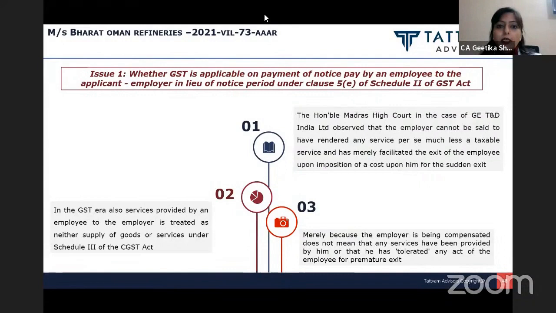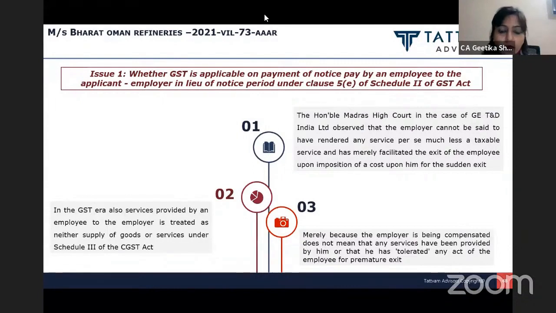But unfortunately, we were getting a lot of negative ARs. The authorities at lower level were also not agreeing, saying that no, there is a declared service, it should be taxable, etc., etc. So this AAR, which has been given in the case of Bharat Oman Refinery, clarifies the position following the same principle which had been followed by the Madras High Court in the pre-GST regime, saying that the employer will never benefit out of these transactions.